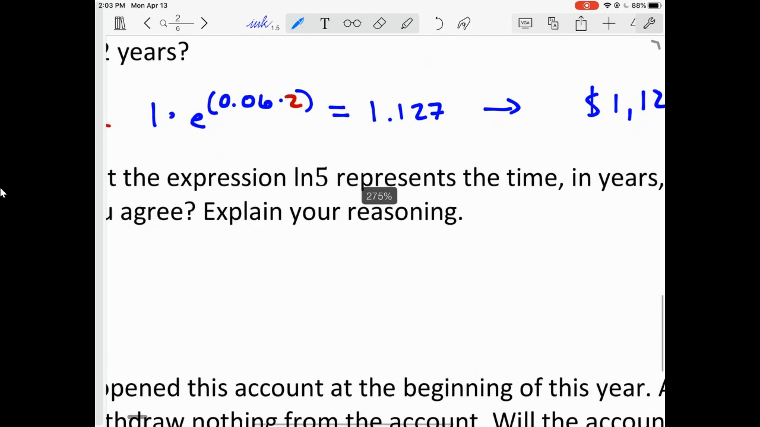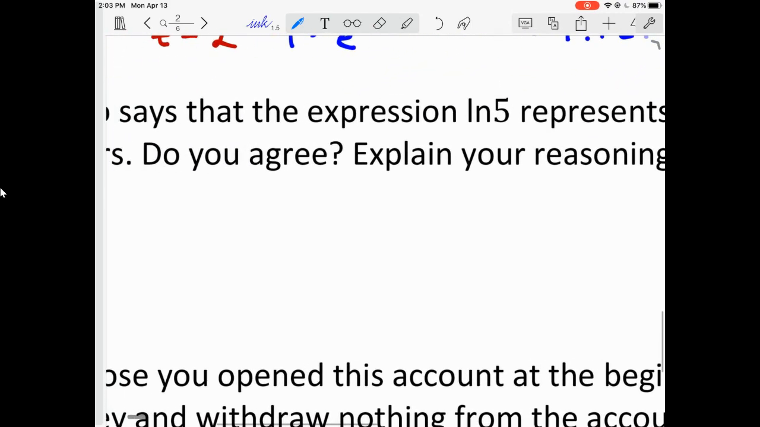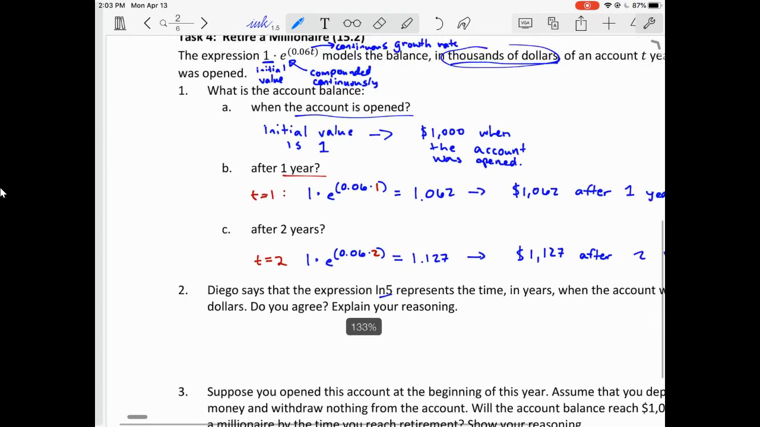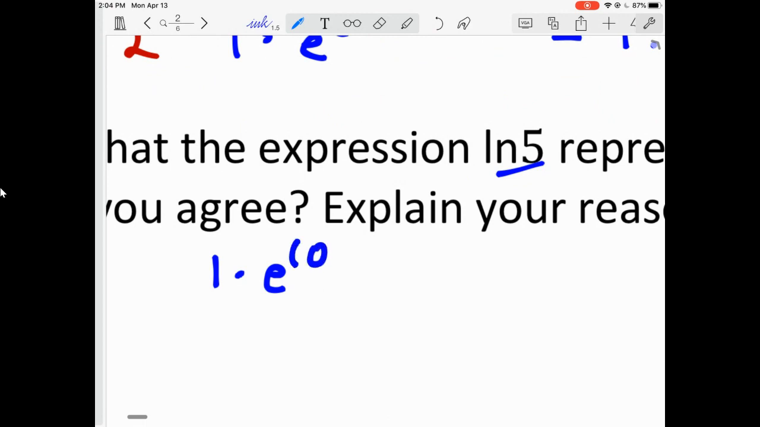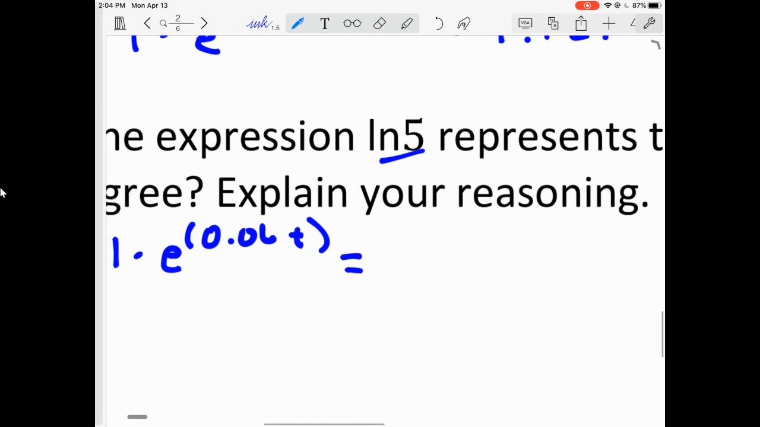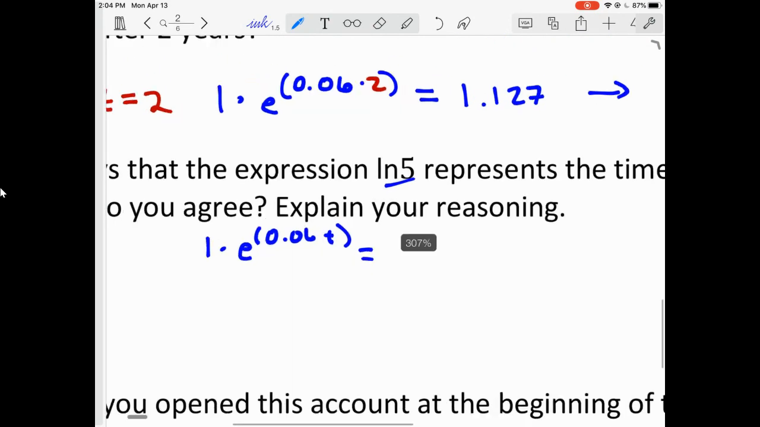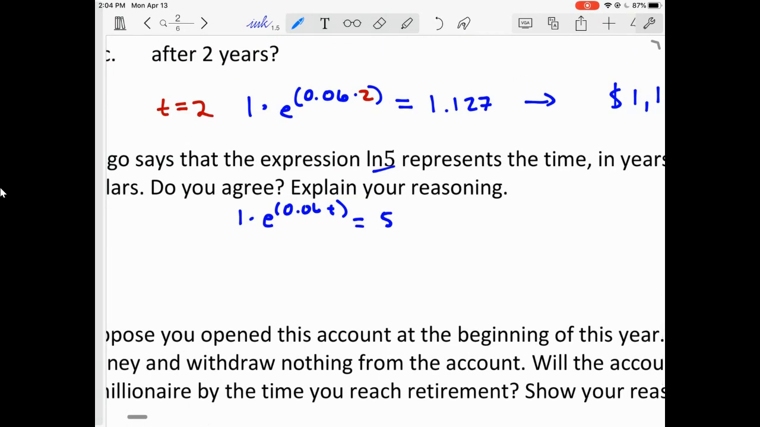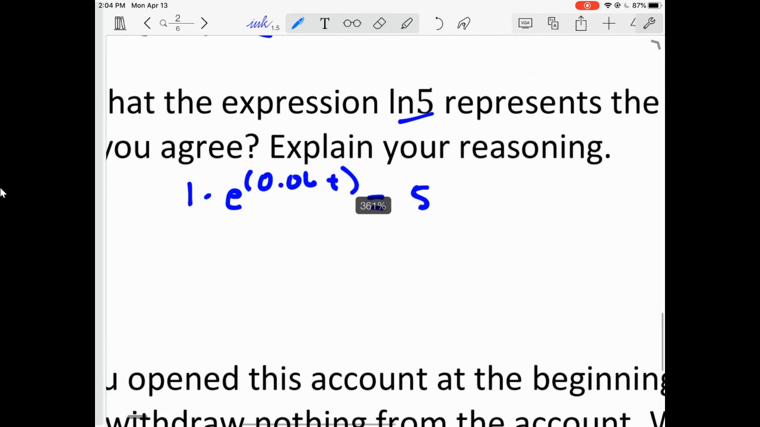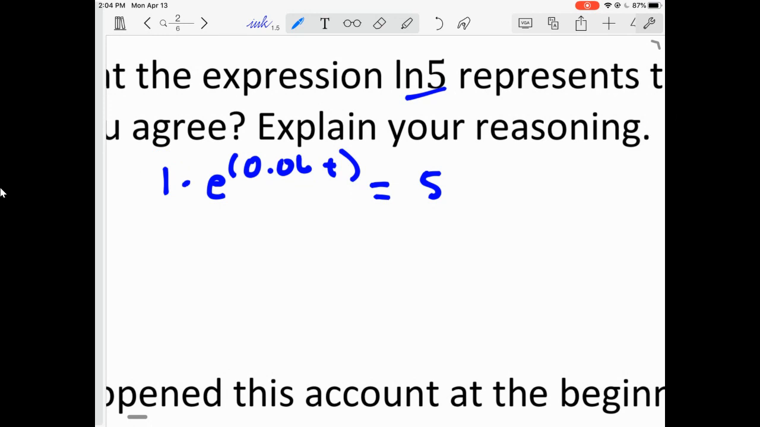All right, well, let's think through this. Natural log 5. Our expression is 1 times e to the 0.06 t power. We want to know when this will equal 5,000. Well, 5 is going to represent 5,000 right now because we're talking in thousands. Well, this 1 here doesn't matter. Multiplying by 1 is the same thing. So I'm just going to ignore that 1. We don't really even need it. If you want to just get rid of that 1, feel free.